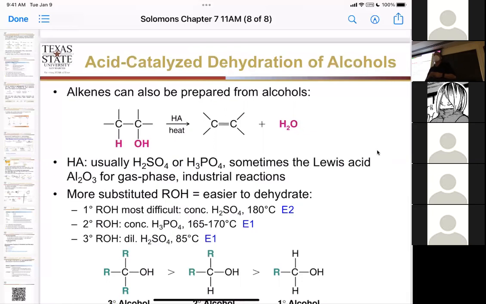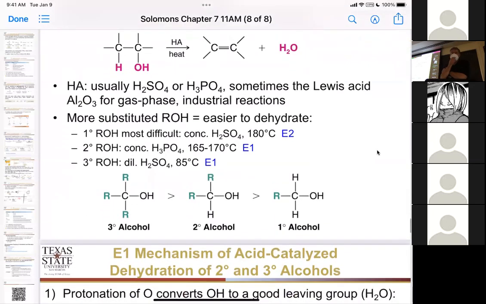Removing of water is dehydration, right? So in this case, we're going to take an acid, heat up our alcohol, and it's going to boil off water and give us our alkene, okay? This can happen in the gas phase in industry, but it can happen in liquids too. Usually it's a very strong acid like sulfuric acid or phosphoric acid. Turns out sulfuric acid is a pretty decent solvent. I actually use it in one of my reactions upstairs, and it's surprisingly good. So these reactions work pretty well.